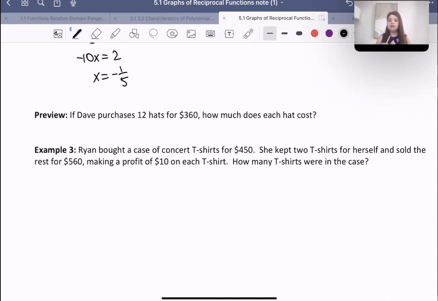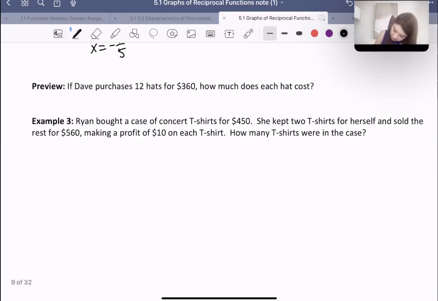Well, this is again probably something you could have answered in middle school or even before that, right? You'd say, well, if the total is $360 and he purchased 12 of them, then that means each hat would be $360 divided by 12, which is $30. So it costs $30 for one hat. And that's a great preview into this next example.